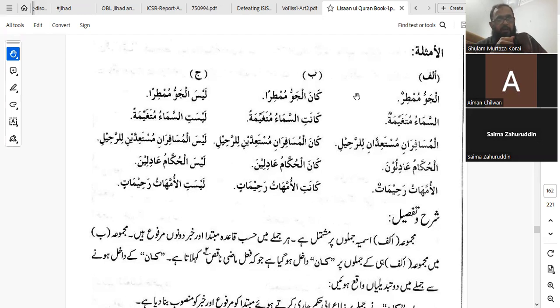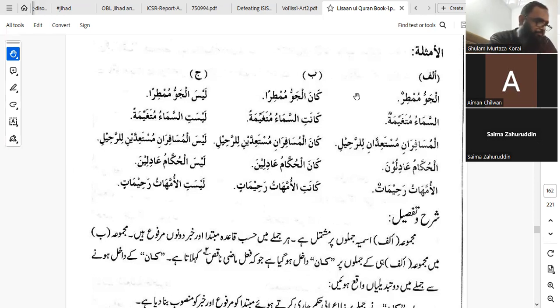And how many forms does kana have? Kana, how many forms? Fi'l madi, and it has the form of muzare, yakunu, and also it has the form of amr, that is kun. Repeat it, sister. Right. Okay. So it has the form of madi and mudari as well, yakunu, and it also has the form of amr, which is kun. Very good.